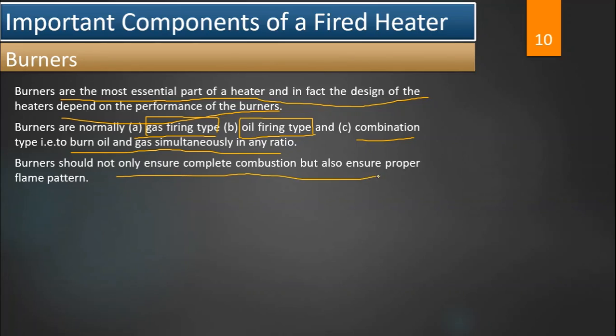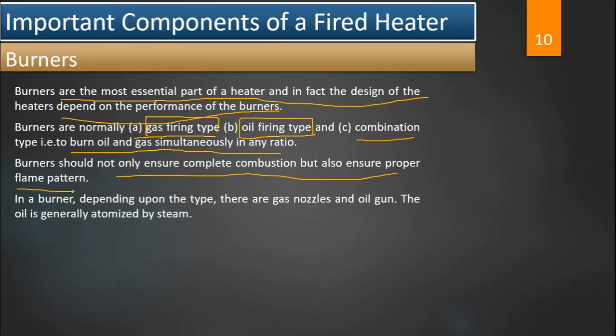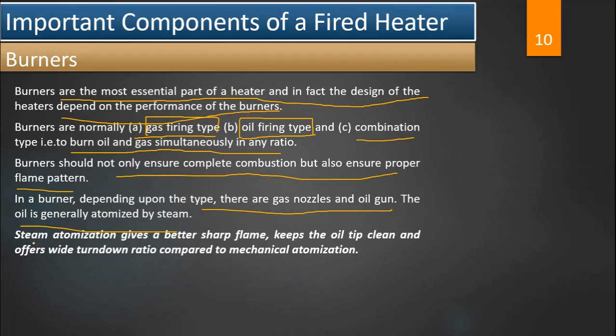The burner should not only ensure complete combustion but also ensure the proper flame pattern. That is a very important thing. So two functions are going on with the help of the burners. Depending on the type, there is a gas nozzle or an oil gun available in the burners, and oil is generally atomized by steam. So steam atomization of the oil in the burner is very important.